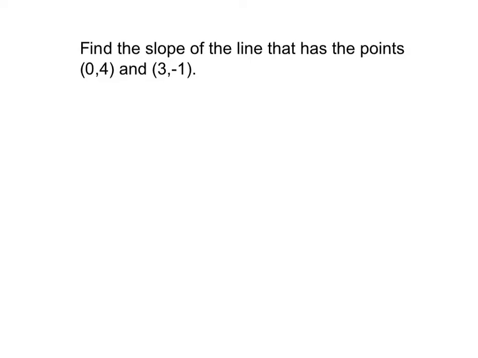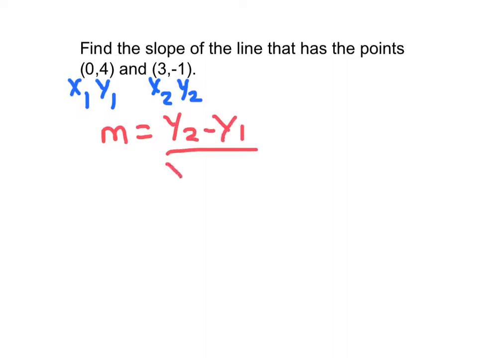All right, so here's another example. Find the slope of the line that has the points 0, 4, and 3, negative 1. So let's just go ahead and say that this is going to be our first x and y values, and this is going to be our second x and y values. So when we use our slope formula, we know what to substitute, and we'll keep the same order. My slope formula is going to be the 2 y values subtracted over the 2 x values subtracted. So y sub 2 is going to be the negative 1, and y sub 1 is going to be the 4. X sub 2 is going to be the 3, and x sub 1 is going to be the 0.